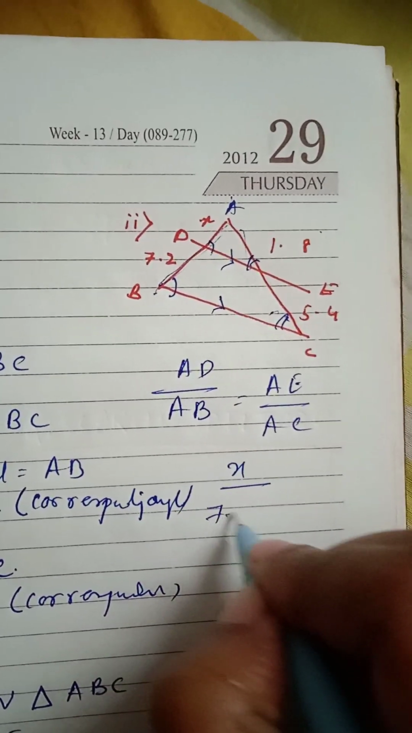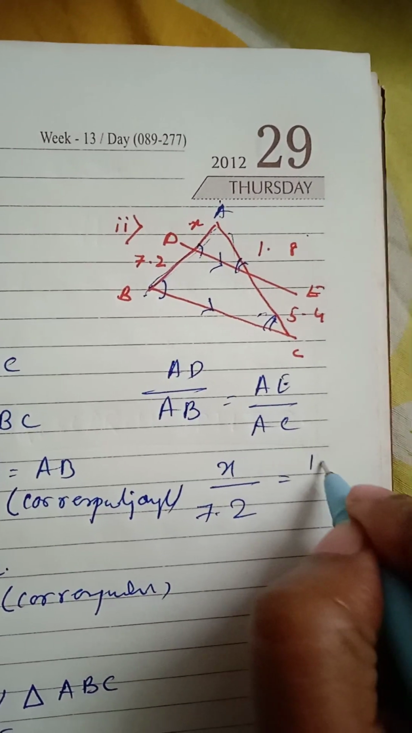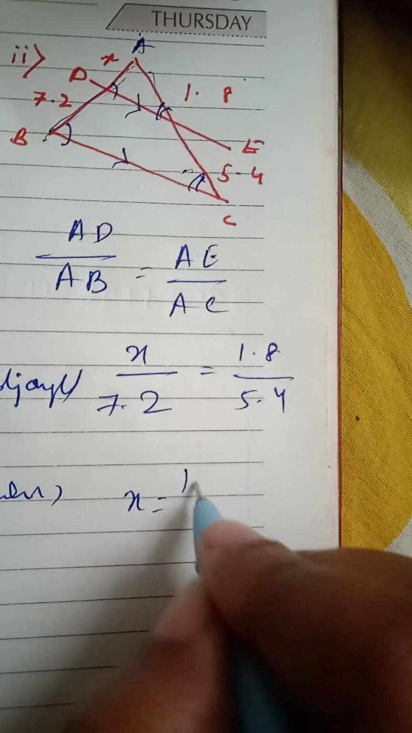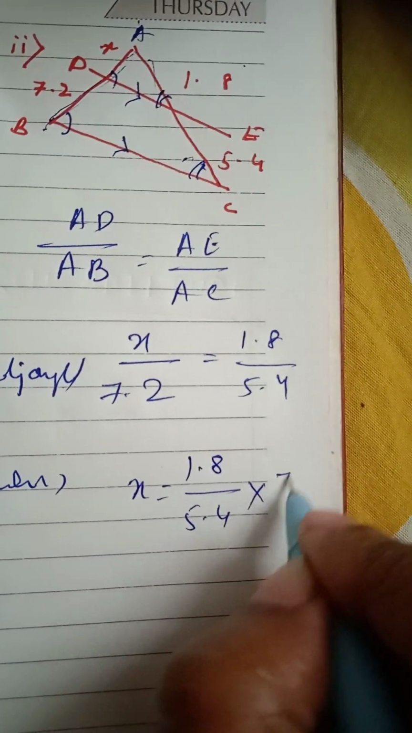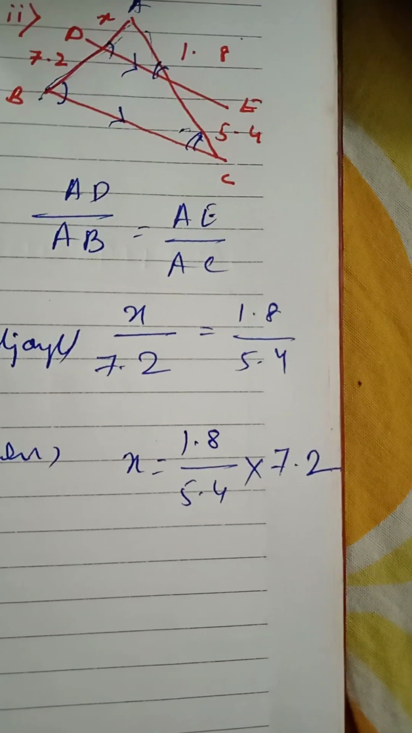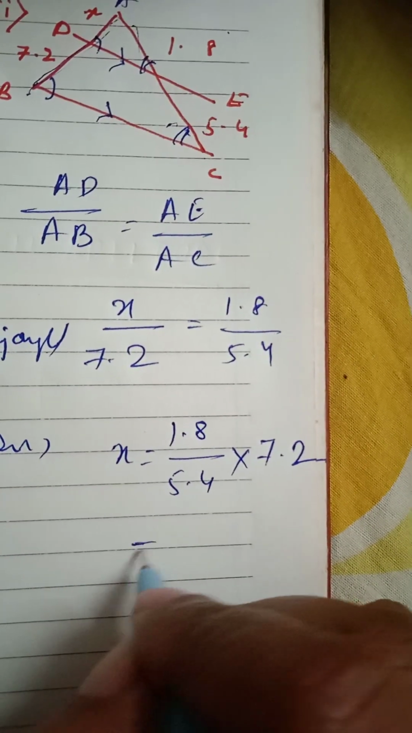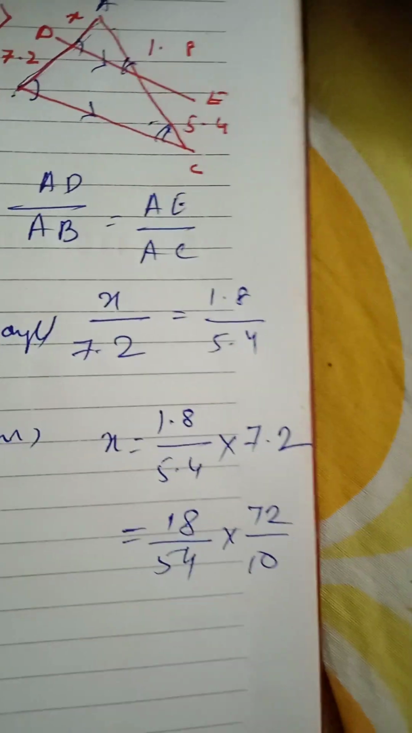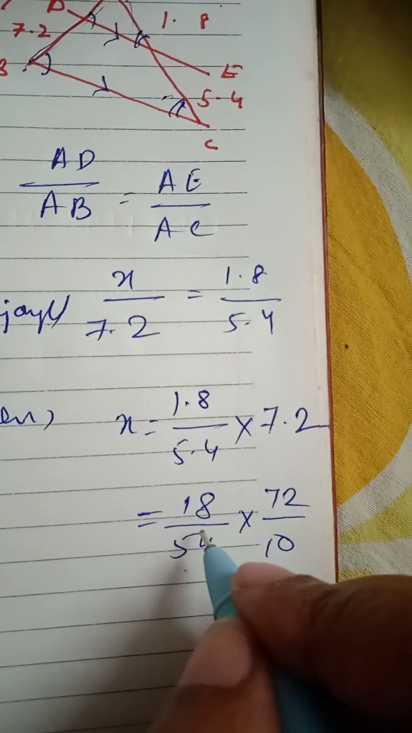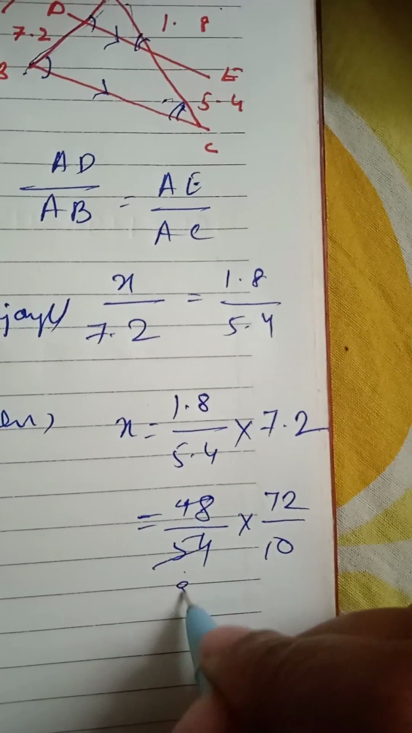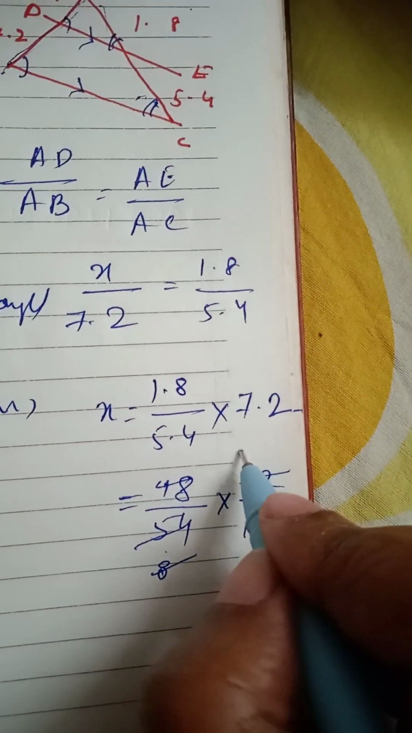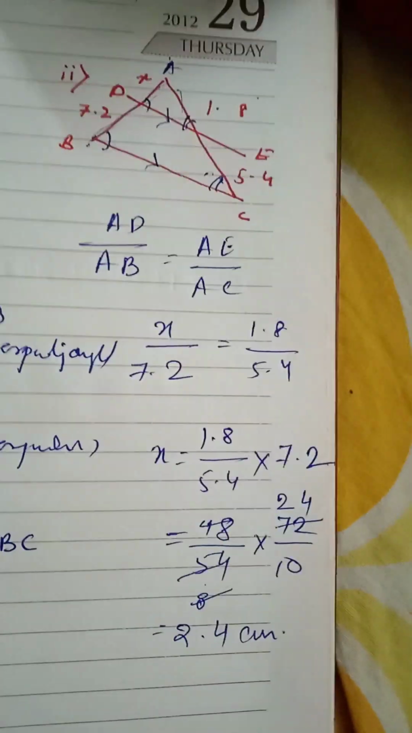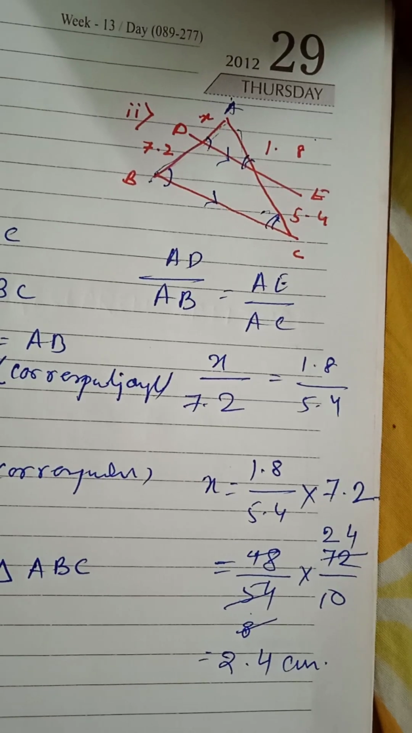So x by 7.2 is equal to 1.8 by 5.4. So what is the value of x I get here? X is equal to 1.8 by 5.4 into 7.2, right? So I can easily write it as 18 by 54 into 72 by 10 for ease. 18 3s are 54 and 3 2s are 6, 4 is a 12. So I have it as 2.4 centimeter. So that's it. Now coming to the next question that we have.